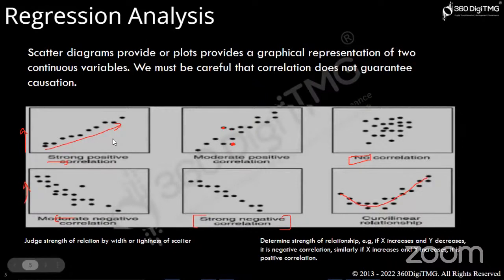So we are trying to find the relationship between my x and y values. Okay, so scatter diagram. We use these scatter diagrams. These plots provide a graphical representation of two continuous variables. If I want to find the relationship between two continuous variables, I am going to use this.